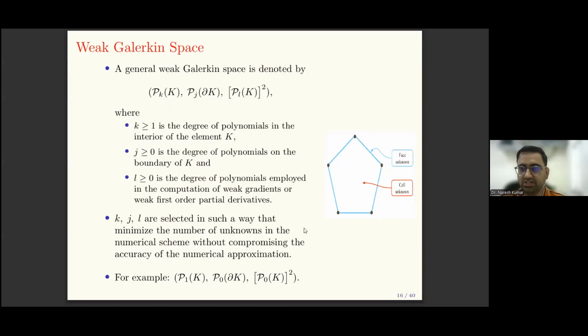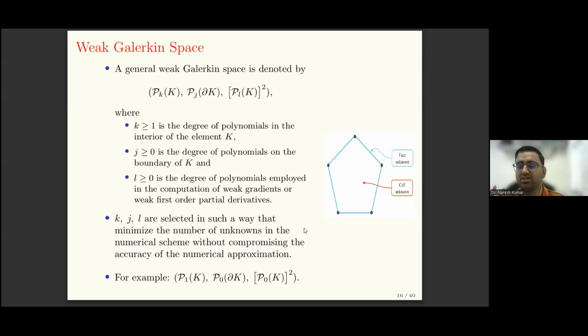But in the literature, in my PhD work, I developed a systematic study for the WG method. Basically, the question was: how can we select k, j, and l? Suppose someone asks you how we can choose the degrees of polynomials k, j, and l. For that, in the mathematical study, I developed the error analysis, on what type of combination you can take for the optimal order of convergence.